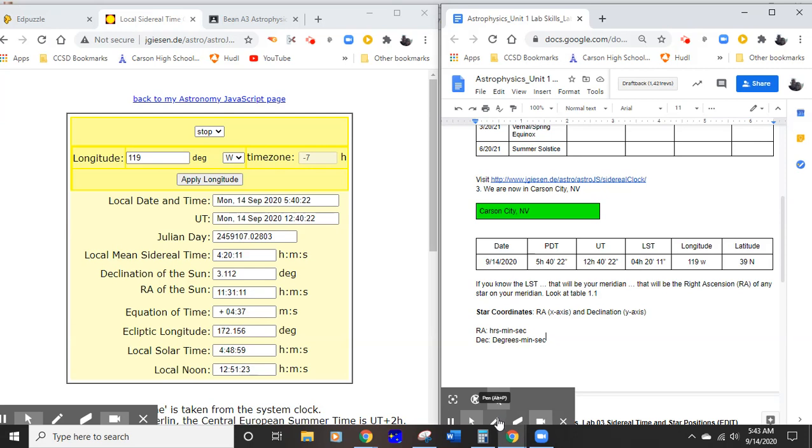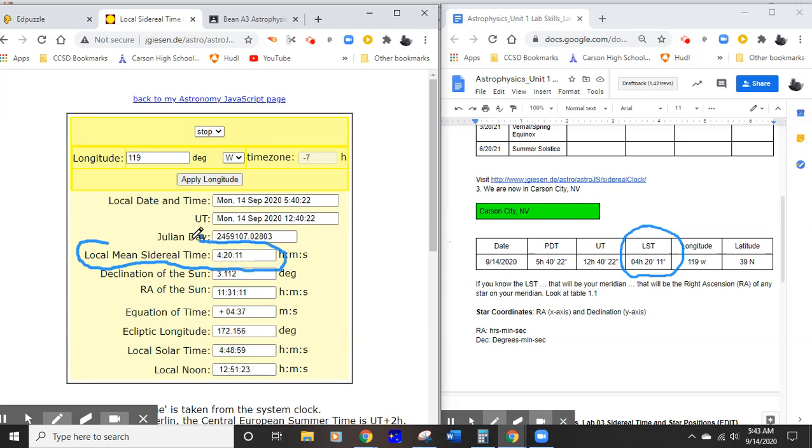Okay, so let's grab a pen here. If I know the local sidereal time, like right here, the important thing is this is the value or the coordinate for my meridian. If I know this, I know my meridian. Now you might say, what's meridian? You might have forgotten about that.